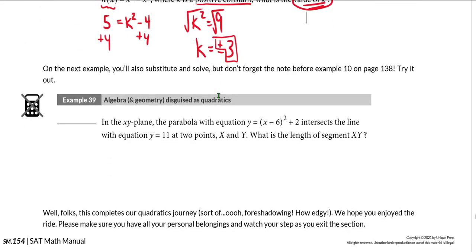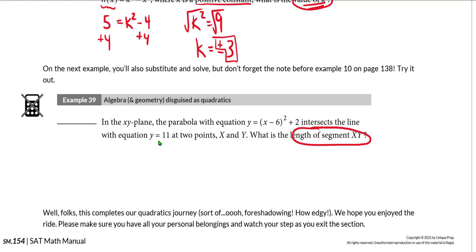On example 39, in the xy plane, again, this is one you might want to do on your own before you watch me do it. In the xy plane, the parabola with equation y equals whatever intersects the line with equation y equals 11 at 2 points, x and y. What is the length of segment xy? So we need the length of segment xy.